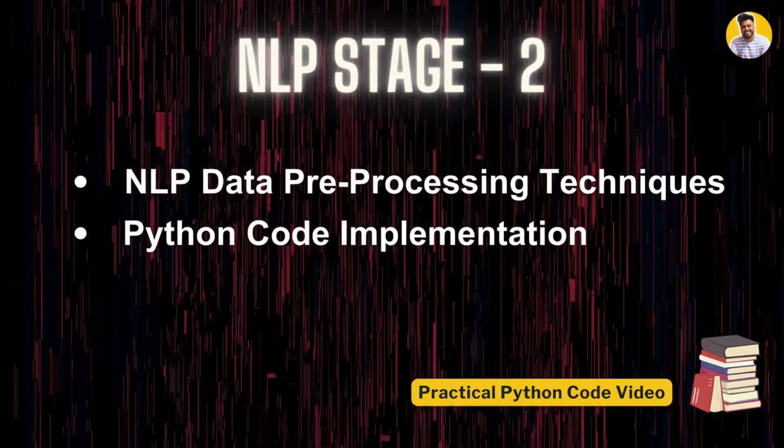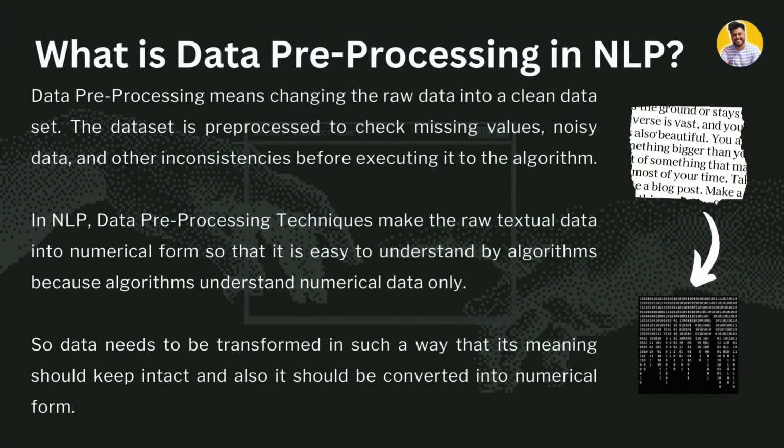Okay, so now let me tell you what data preprocessing actually is. Data preprocessing means we need to change the raw data into clean data by imputing all the missing values, removing all the noisy data, and along with all the inconsistencies before putting our data into the machine learning model. In NLP, data preprocessing techniques take all the raw textual data and transform it into numerical form, so that it is easy for our algorithms to understand, because every algorithm understands only numerical data. So if we have textual data, we need to convert it into numerical form without losing the meaning of it, and we should keep the meaning intact.